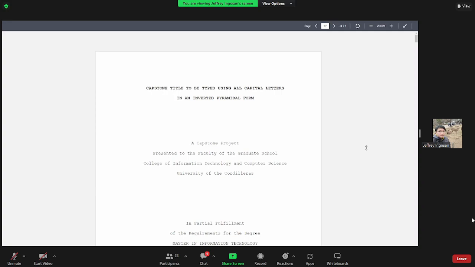Sir, how many pages should our final manuscript be? Although this is not written in any of our policies and guidelines, we have an unwritten understanding among MIT faculty members that an MIT manuscript should not be less than 100 pages, from the title page up to the curriculum vitae. So I repeat, we do not have any written rules, not even in our policies and guidelines. But this is something that we agreed on in principle with all faculty members.